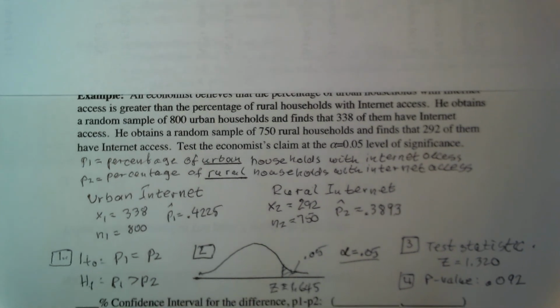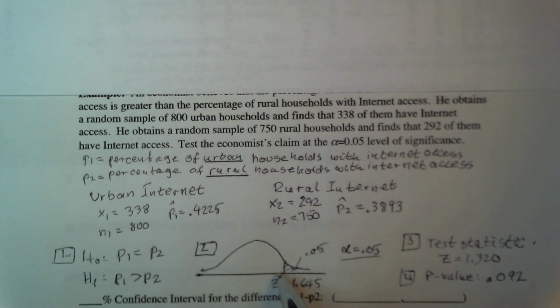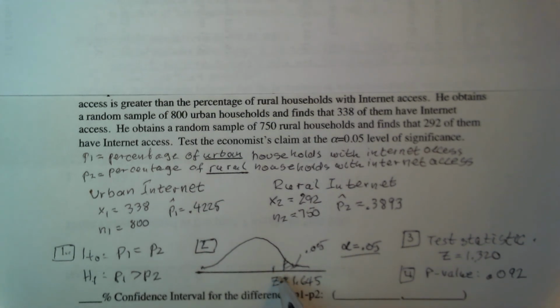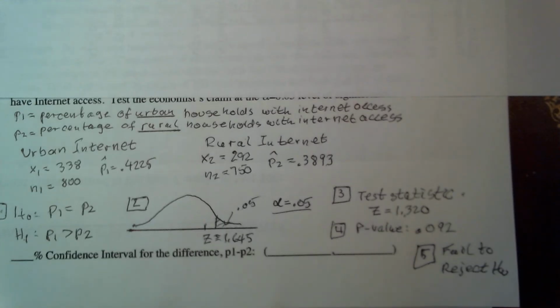Using technology, we find that our Z statistic is 1.320, which is about here. So it's certainly not in the rejection region. So we fail to reject the null hypothesis. Similarly, the p-value is 0.092. That means it is greater than alpha. Again, that leads us to conclude that we fail to reject the null hypothesis. So that is our decision here. We fail to reject the null hypothesis.